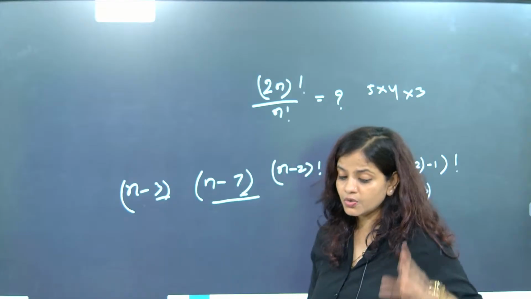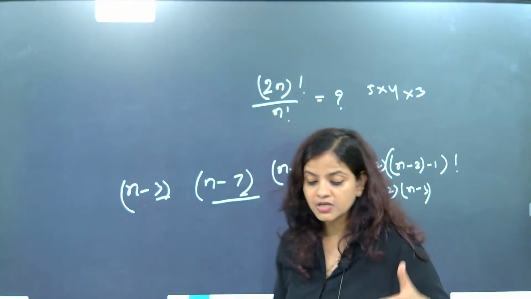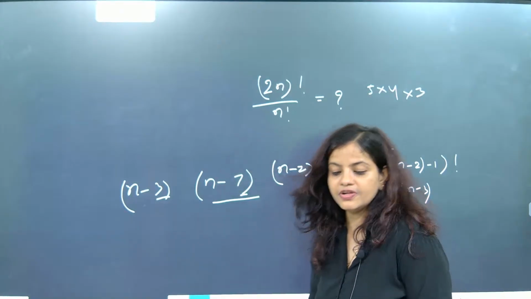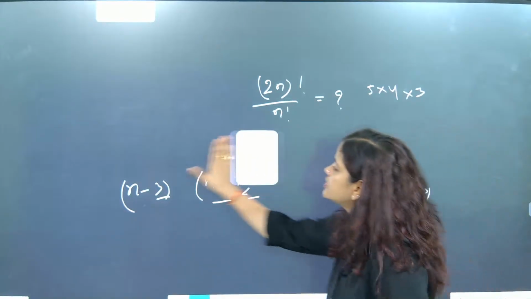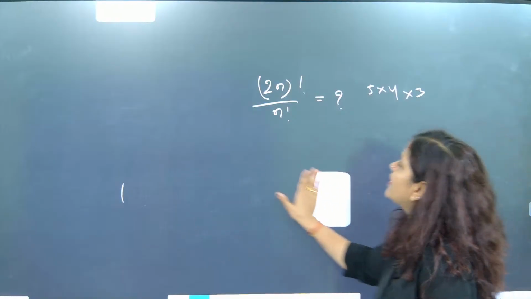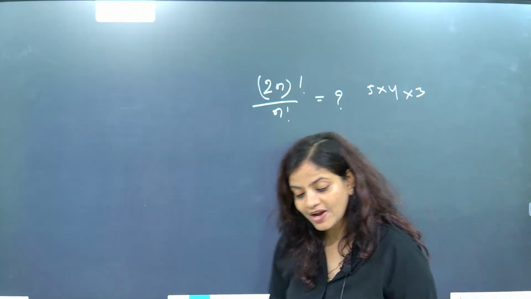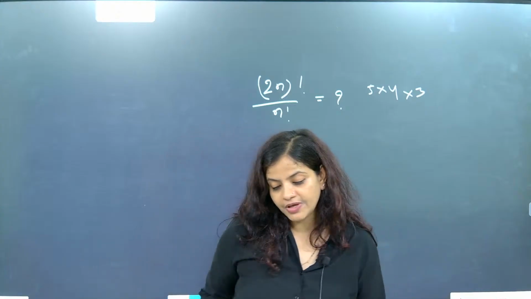Understood, Sujata? Don't get confusion about it. If confusion will come, means problem will come. So you need to be very, very stable for solving these questions, beta. So come on, go for this question. 2n factorial by n factorial will be equal to 1. Try and solve this question.